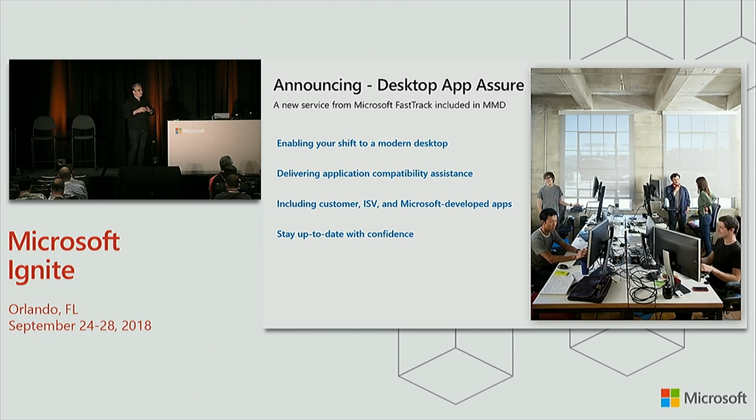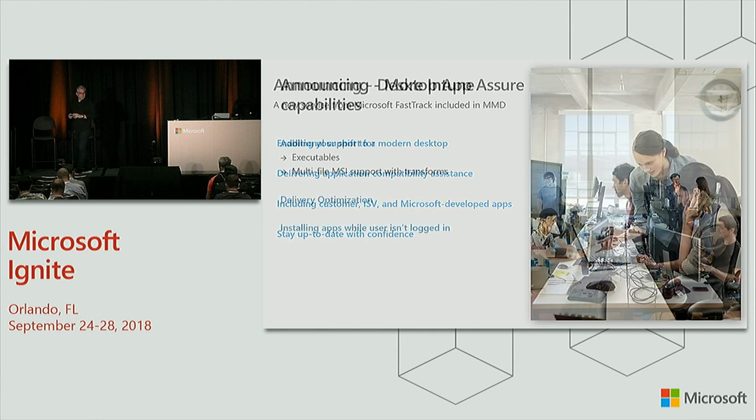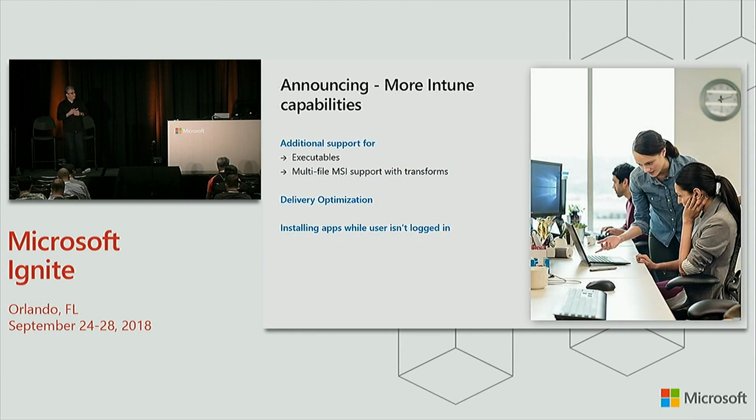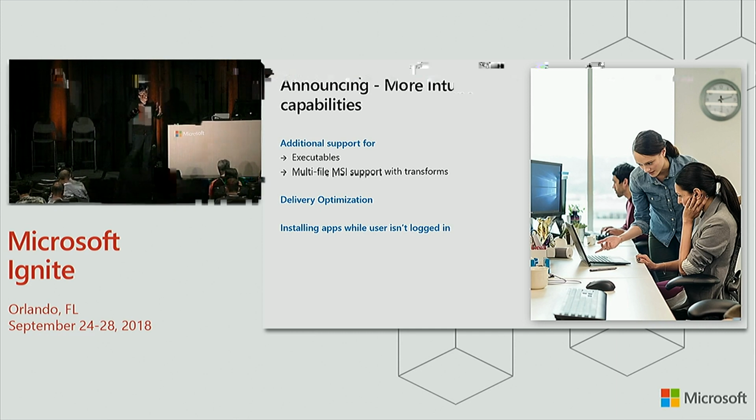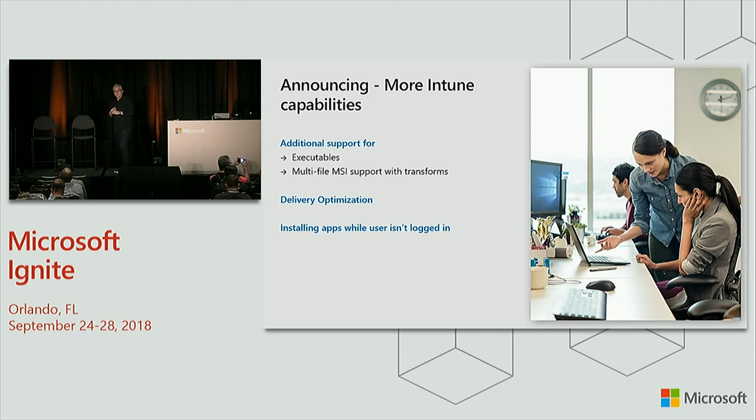The next thing, I mentioned this briefly, I'll elaborate a little bit more about Intune. With Intune, the Intune team has added more functionality from a packaging perspective and a deployment perspective too. So Intune will deploy executables. It'll deploy multi-file MSIs with transforms. It'll take advantage of delivery optimization. Delivery optimization, for those who don't know what it is, is a peer-to-peer deployment technology. So if that app has come down into your local subnet, you don't have to go off to the internet to get it again. You can get it from a peer. It also will install apps now when the user's not actually logged in.